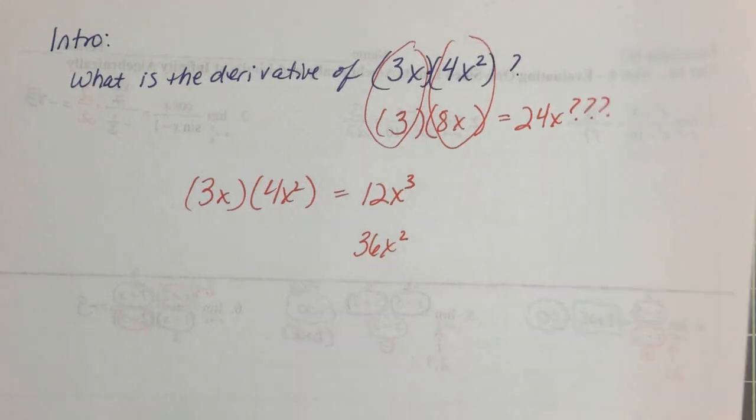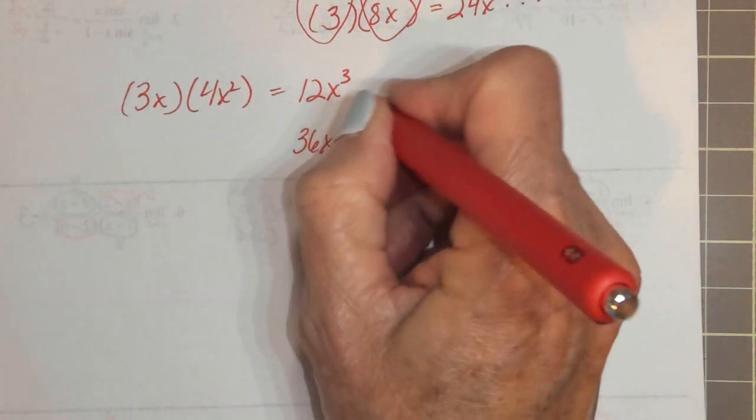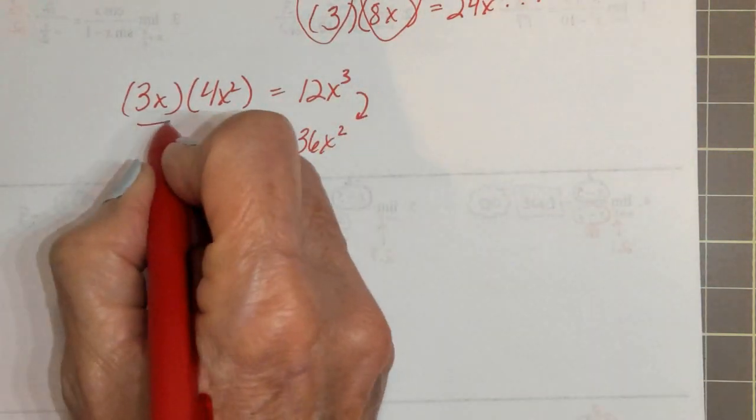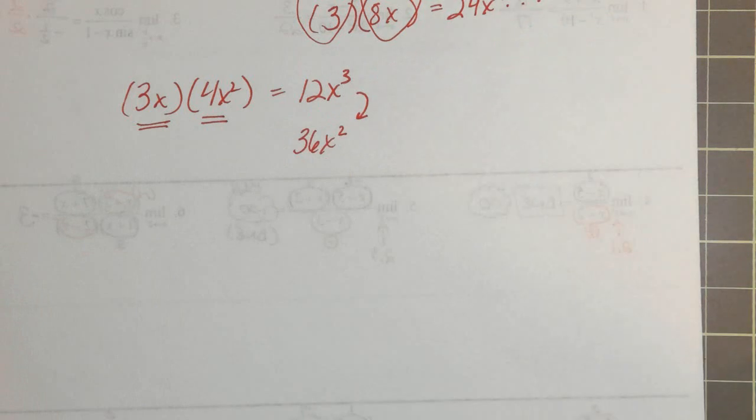Instead we have the product rule. So I'm going to leave this out here. We know that the derivative of this product is 36x squared, right? I'm going to leave this for a second and come back.